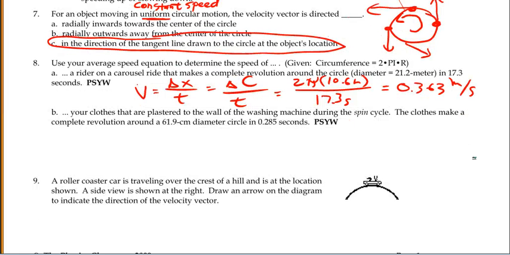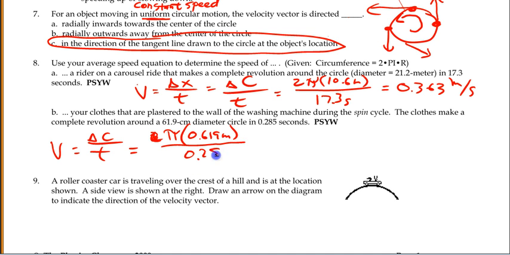B, our clothes are plastered to the wall of a washing machine during the spin cycle. The walls make a complete revolution of a 61.9 centimeter diameter circle in 0.285 seconds. So v is going to be equal to the circumference change over time. Once around is 2 pi r, well, let's just go pi times the diameter since we have the diameter. We're going to turn that into meters, 0.619 meters, divided by 100. Centi stands for one hundredth. And we're going to do that every 0.285 seconds.